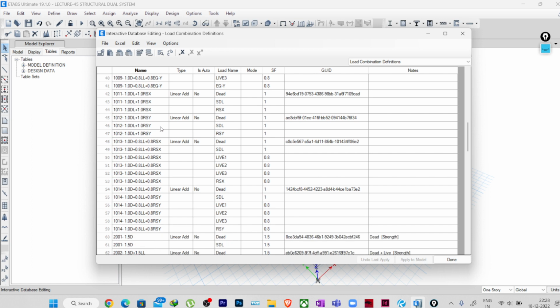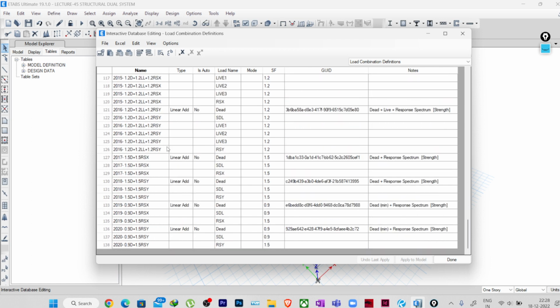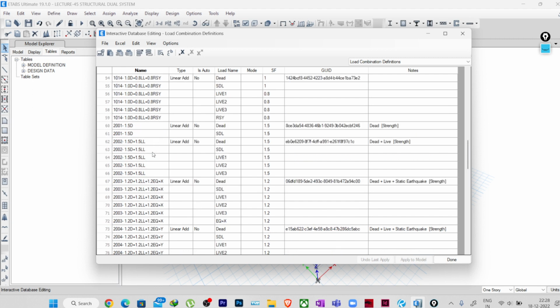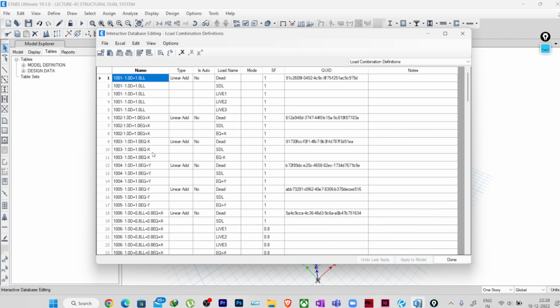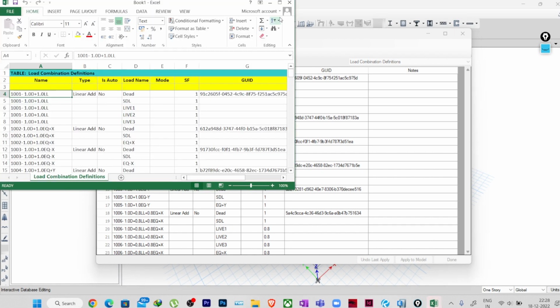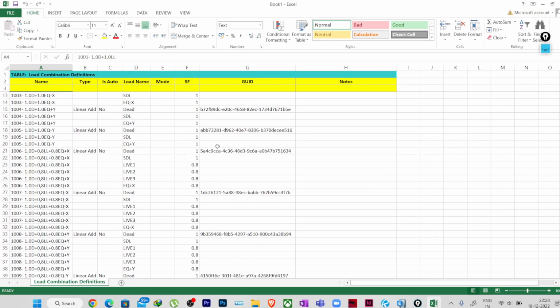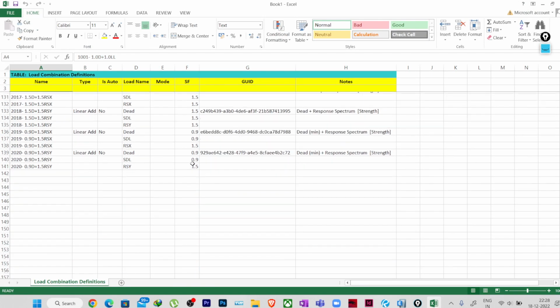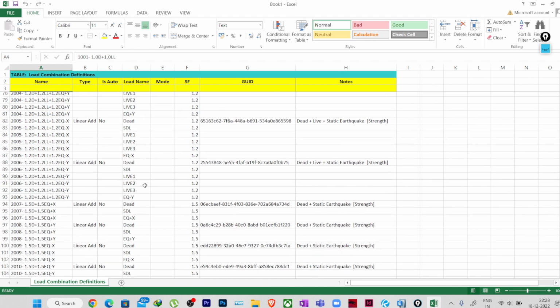So here you can see all the load combinations are there. Okay, these are the load combinations. So obviously I'll click on this Excel now, and I'll click on this send table to Excel. So you can see here it has created this Excel sheet with the load combinations.